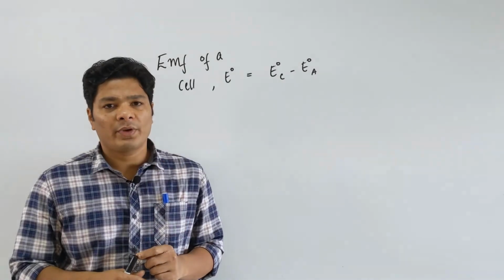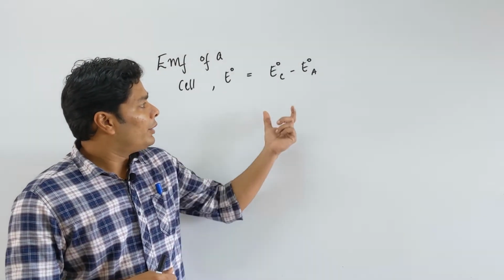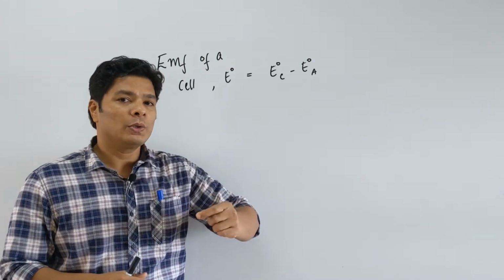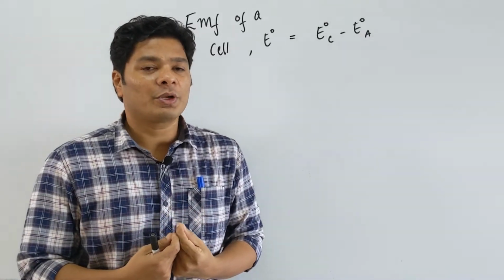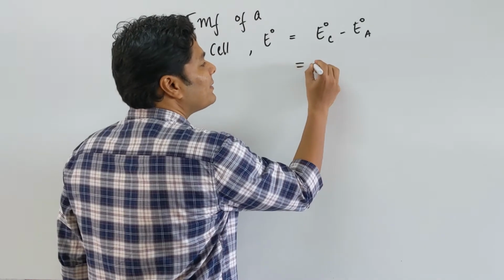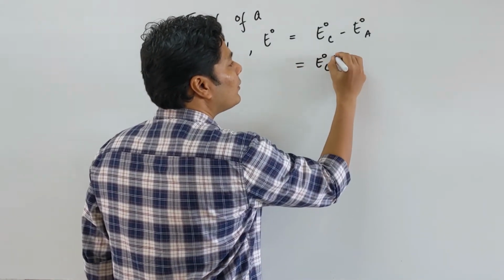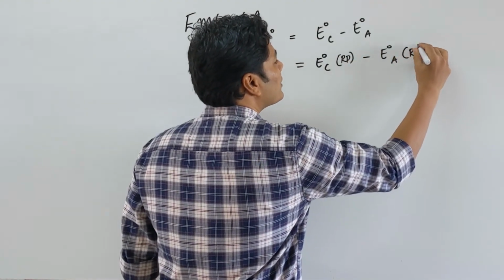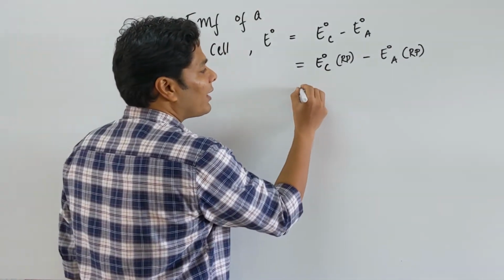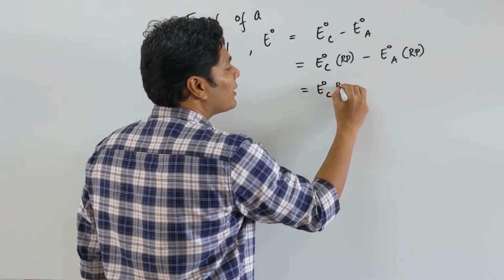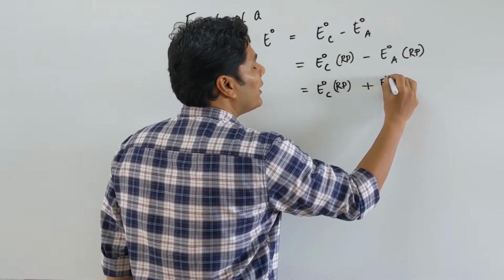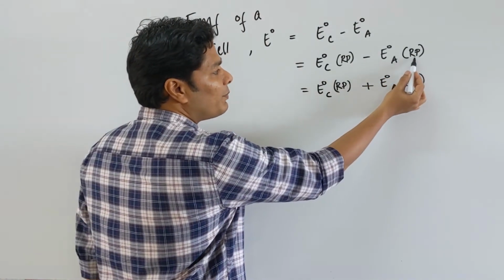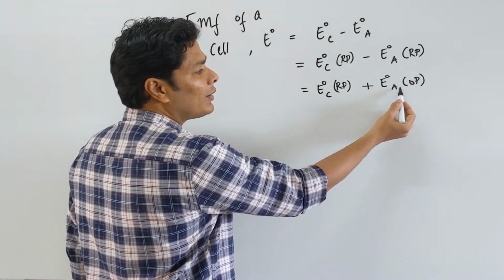We can calculate the EMF of a given cell by doing E0 cathode minus E0 anode. When I say E0 cathode and E0 anode, as I told you, the IUPAC definition says it's always going to be reduction potential. So we can expand this and write it as E0 cathode reduction potential minus E0 anode reduction potential. Now we can play with this. We can convert this as E0 cathode reduction potential plus E0 anode oxidation potential. So this and this are going to be exactly the same, since the reduction potential is the same in magnitude and opposite in sign to that of oxidation potential.